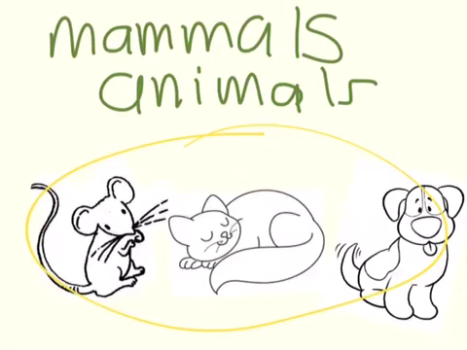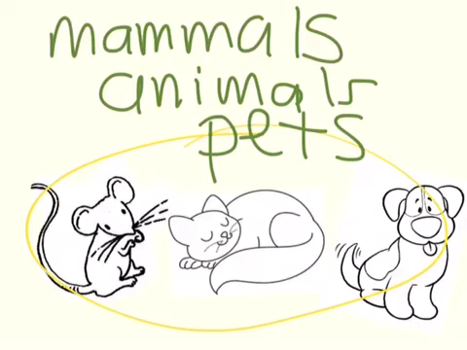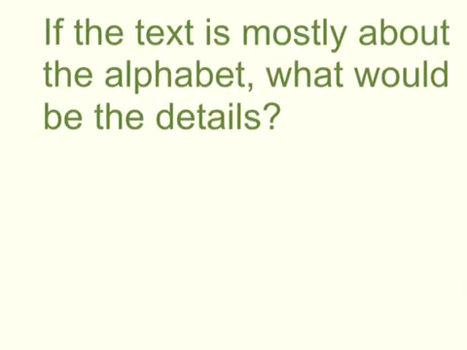Another main idea suggestion is that maybe it's all about pets, because you can have a dog, a cat, or a mouse as a pet. Here's something to think about. What if you're given the main idea? Now you have to, as a reader, look for the supporting details and facts that would help you figure out what the text is mostly about.